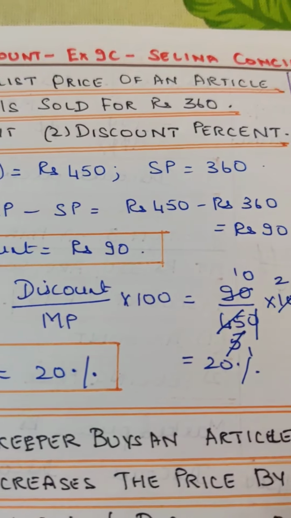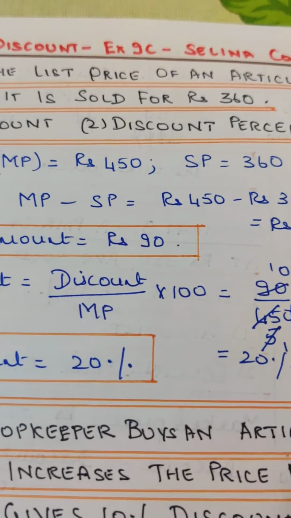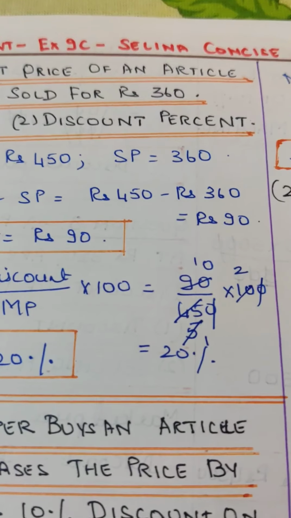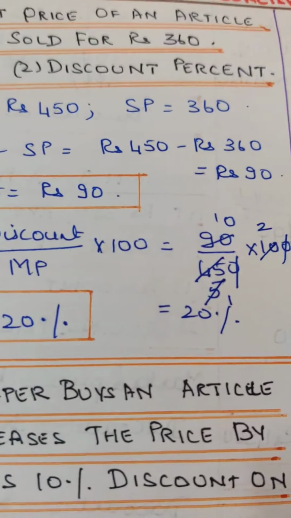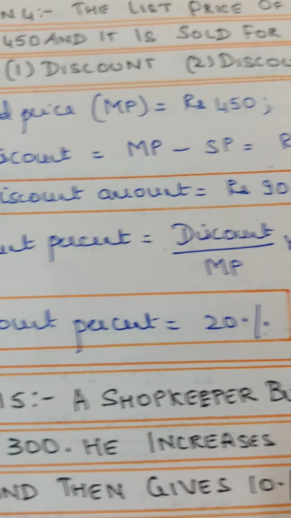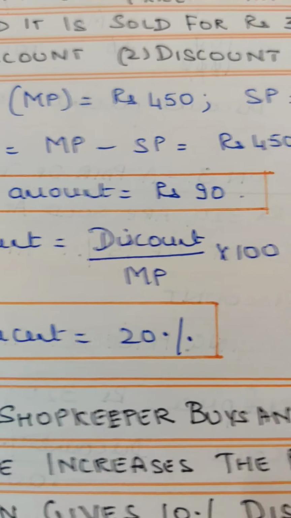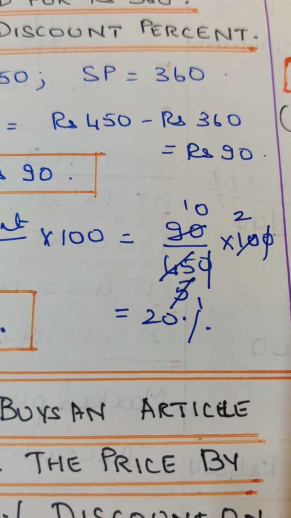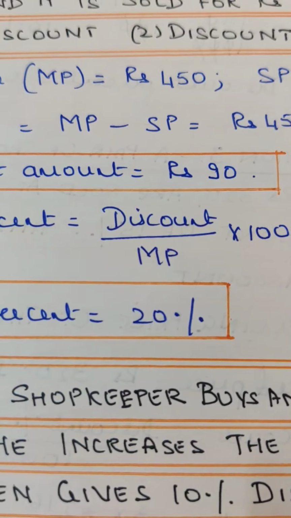The list price of the article is rupees 450 and is sold for rupees 360. Find the discount and discount percentage. So, mark price is equal to 450. Selling price is equal to 360. Therefore, discount is equal to mark price minus selling price. That is equal to 450 minus 360. That is equal to 90 rupees. Therefore, the discount amount is equal to 90 rupees.